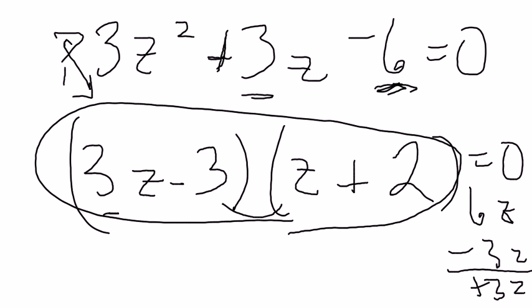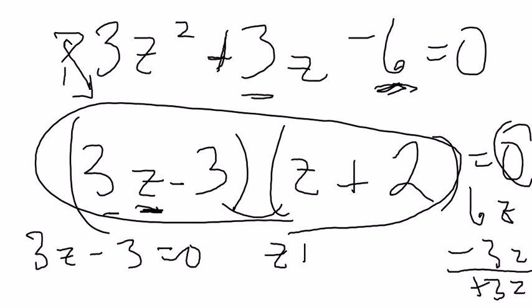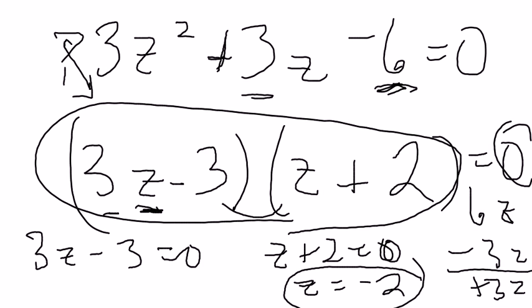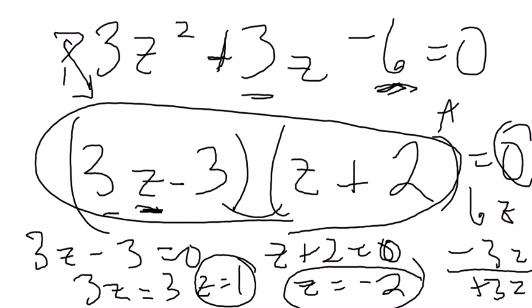So I have to set each one to 0 because I want to see what z will make all this equal to 0. I can set that to 0 and set that to 0. z plus 2 is 0. That's easy. z equals negative 2. That's one answer. What's my other one? 3z equals 3, so z must equal 1. So there I am. That would be letter A for number 5.